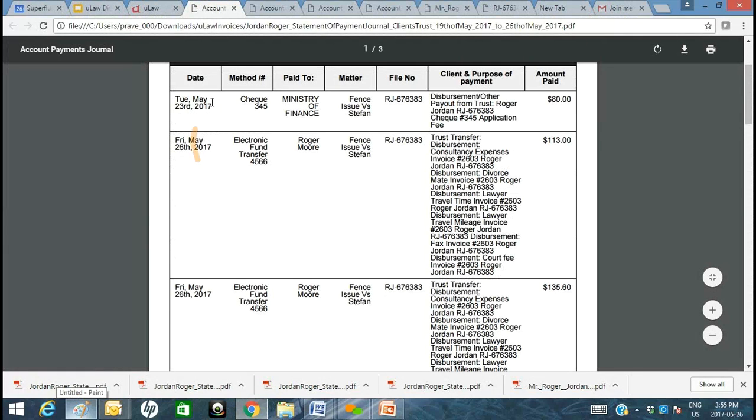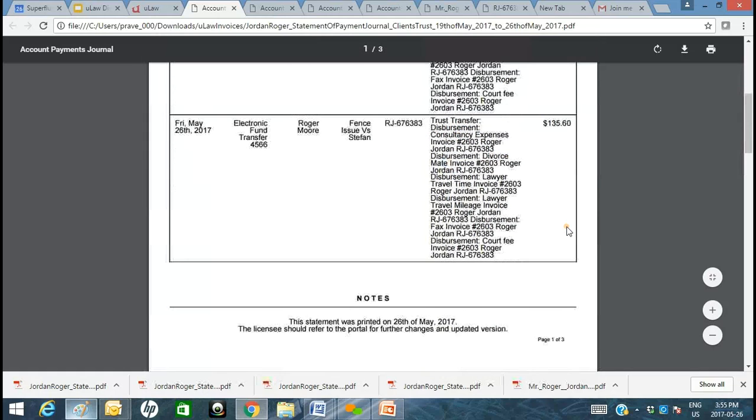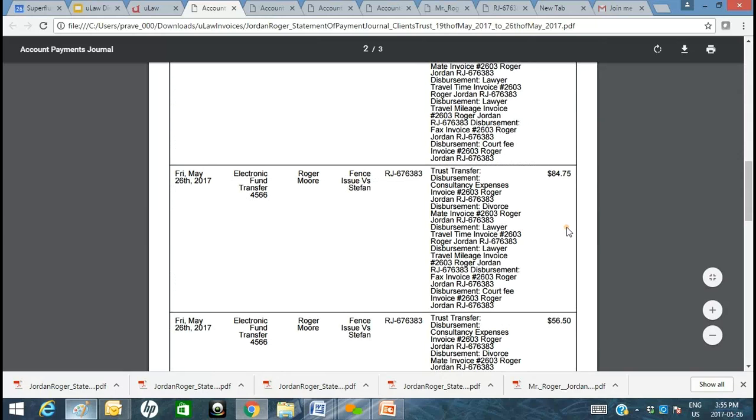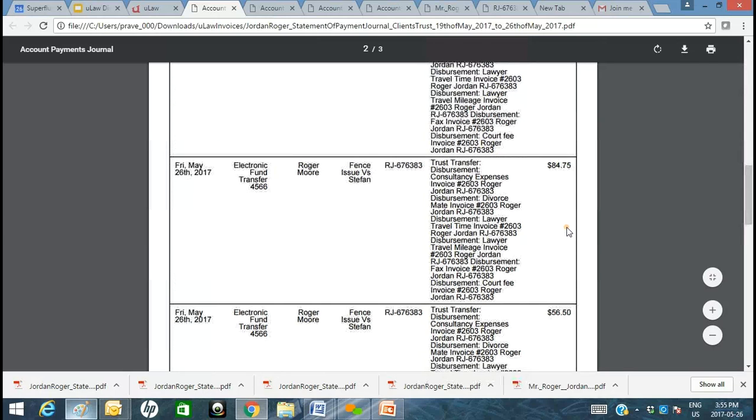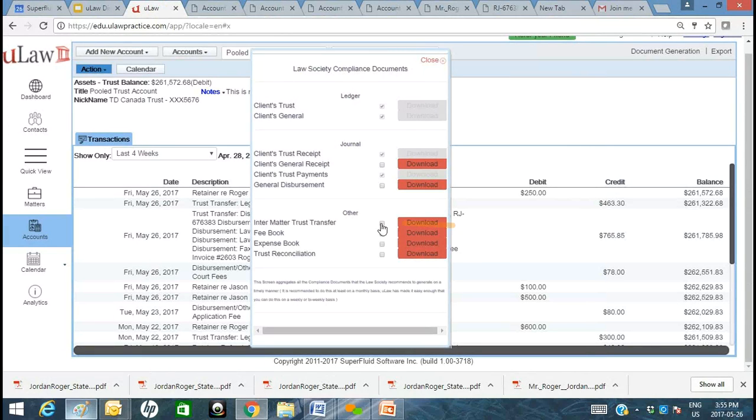Very important that we've captured the date, the method, paid to, the matter for which it was done, file number, client, and purpose of payment, and this disbursement of $80 that was paid. Captured right here. This was the individual disbursement expense that was moved from trust to general, making the total statement $845.85. Doesn't stop there.